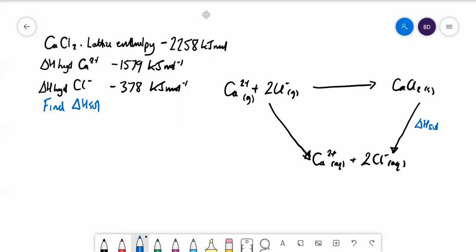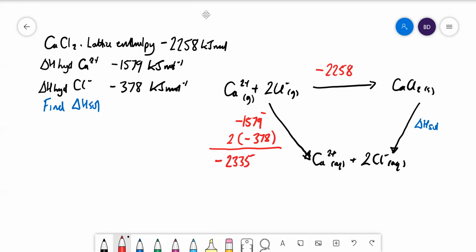This is the lattice enthalpy, this number up here, which is minus 2258 in that direction, the formation. Here we want the hydration. The hydration of calcium is minus 1579. And then we've got to remember there are 2 chloride ions, so that's 2 times 378. Add that lot together, and we get minus 2335.